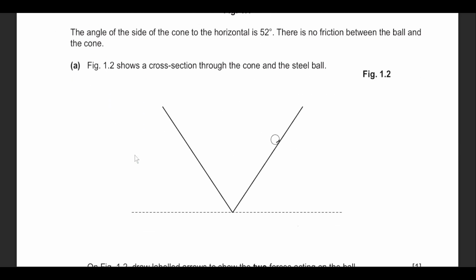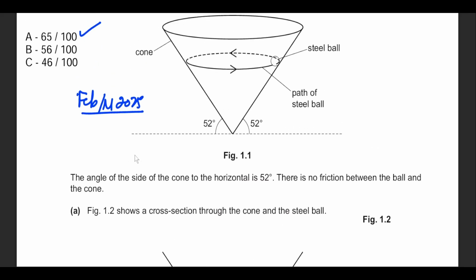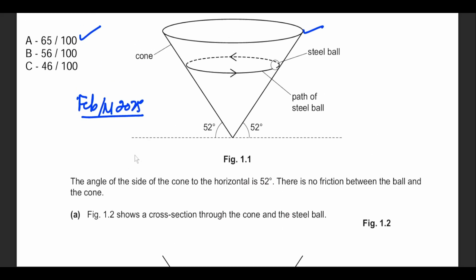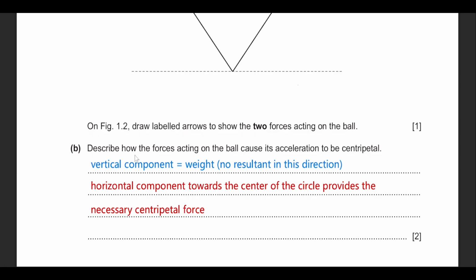Okay, so the first question is about this ball rolling around in this cone, at this angle. He says on figure 1.2, draw the arrows to show two forces.